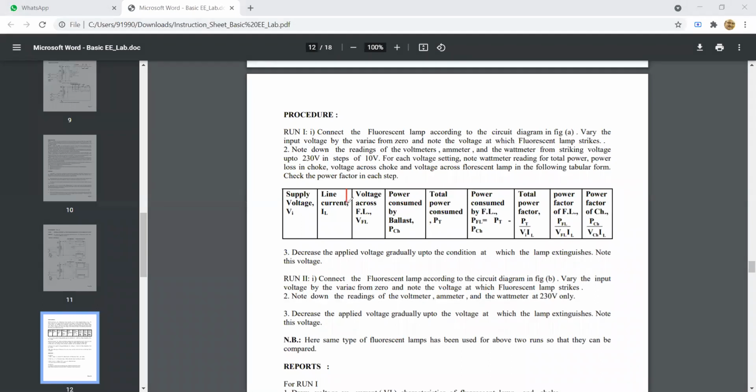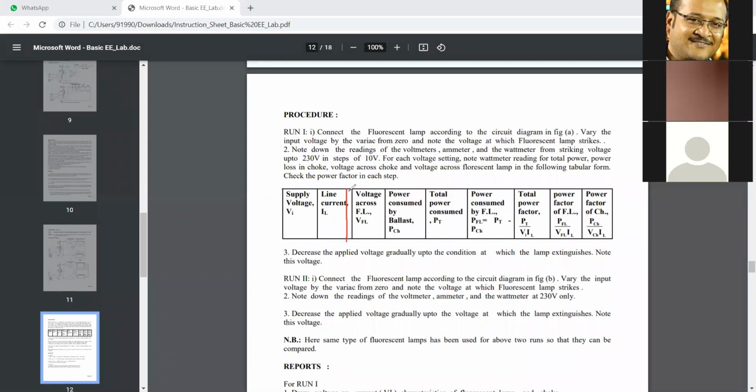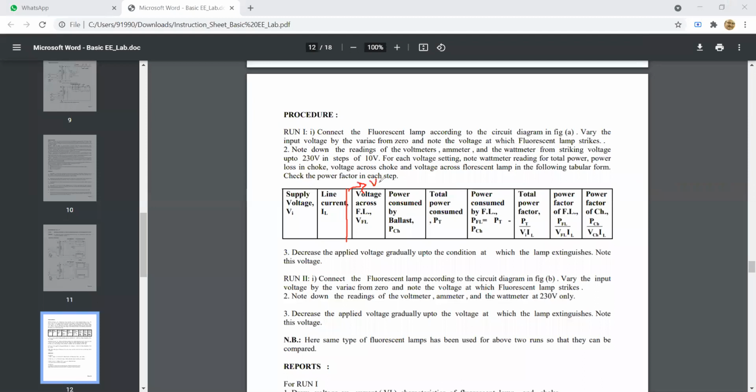Another table you have to make, another column, and this will be voltage across choke, or voltage across the ballast, right? Another table in between this. So for 200 volt supply, you will get a value of line current, a value of the voltage across choke, and the voltage across the fluorescent lamp.